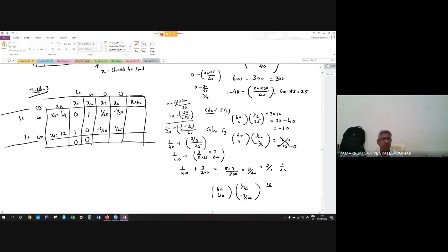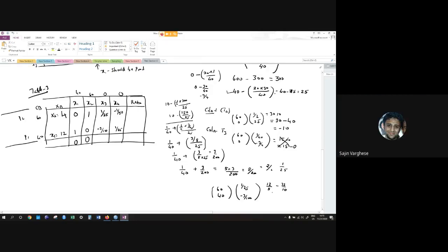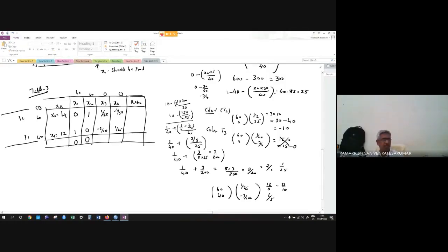So we get 12/5 minus 120/100. If you keep 10 as common, 24 minus 12 by 10. On simplification, what will you get? 6/5. That is your one part. Minus the top of the table, you have 0. So you get a result of 6/5.